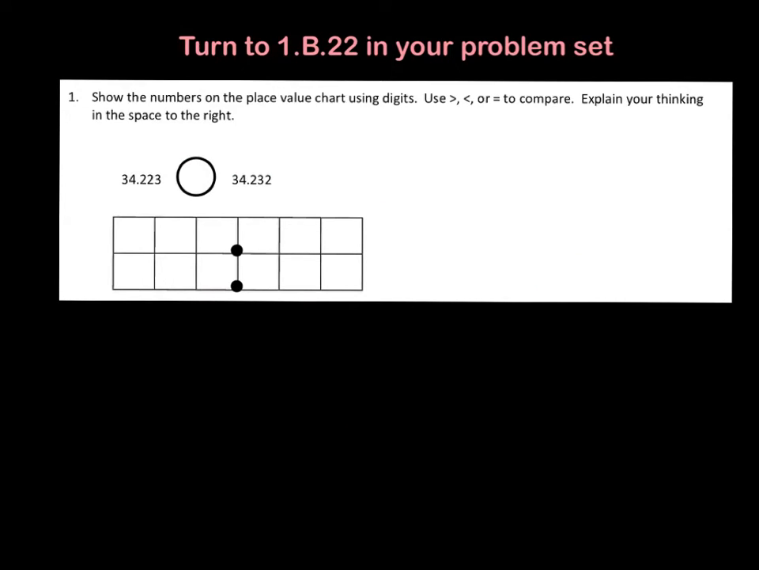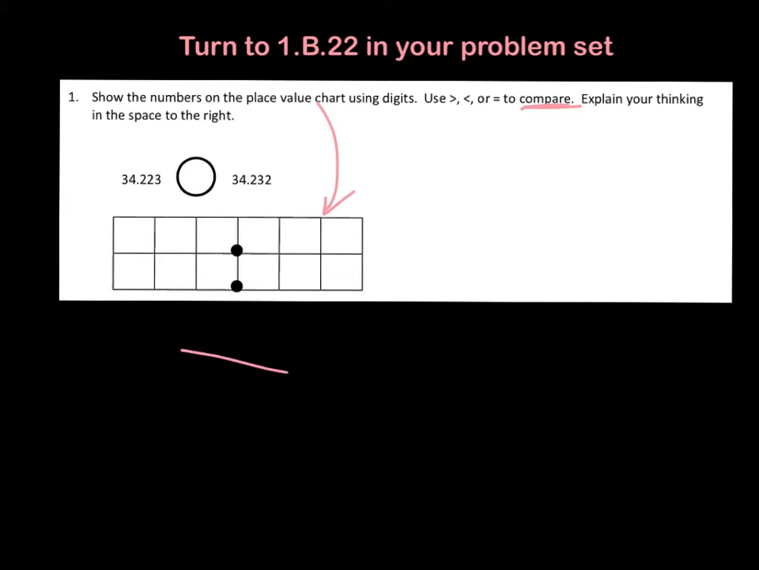Turn to page 1B22 in your problem set. And this is in your gold book. Remember, it accidentally got switched, so your problem set is now the gold color. Let's look at the first problem. The first problem says, show the numbers on the place value chart using digits. That's over here. Use the greater than, less than, or equal sign to compare. Explain your thinking in the space to the right.